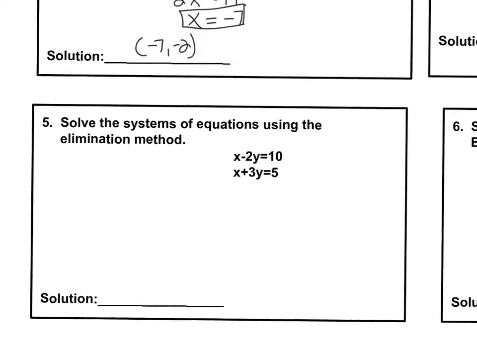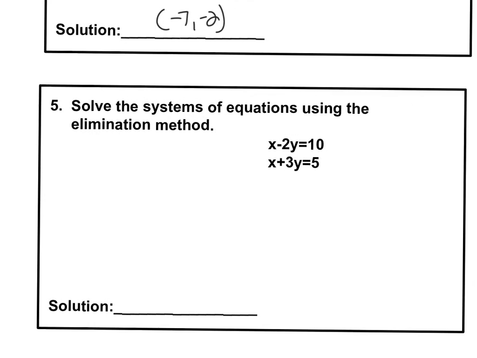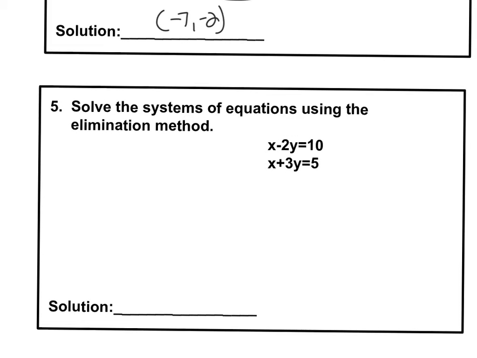Now we're looking at the elimination method. Elimination method is when you look at the two equations and see how you can eliminate a variable by adding or subtracting, canceling it out. And they have to have the same coefficient. All right, you're going to either add them or subtract them. So in this case, if I subtract this, x minus x, they cancel out.